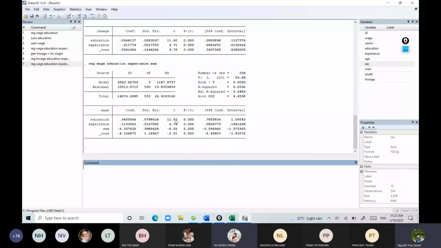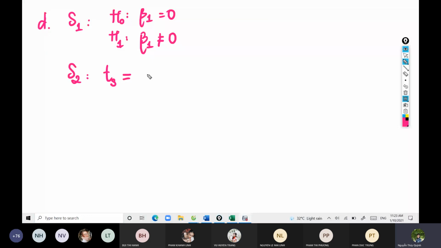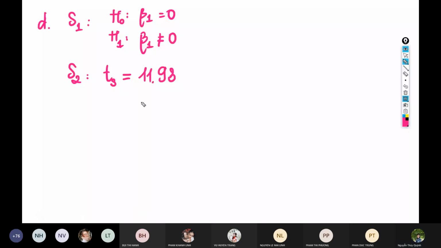11.93. Yeah, so we have the observed value of t here, as we see from the estimation output, that is 11.93. Okay, now which approach should we use here? The test of significance approach or the p-value approach? Which one should we use here for more convenience? P-value. Yeah, we should use the p-value here because if you use the test of significance approach, you will have to find the critical value of t.